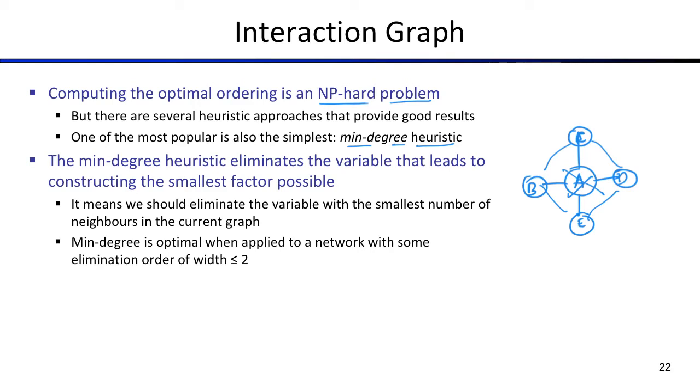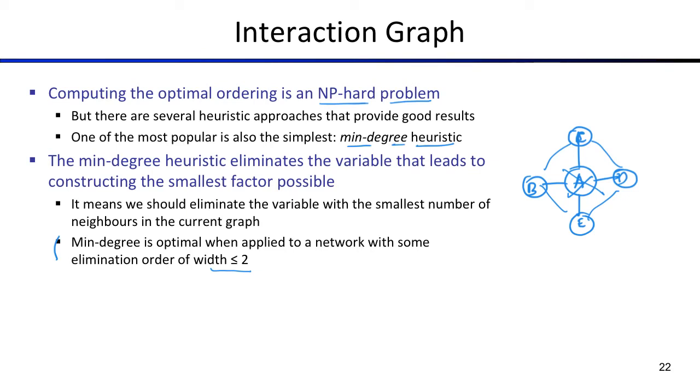So this is one heuristic. It means that it can frequently give us some good results, but it's not guaranteed to give us optimal results. So basically it's a greedy algorithm that selects the variable that has the minimal degree in the interaction graph. We know that for some very contrived, very small cases, for instance, when the optimal elimination order has a width less than or equal to 2, this heuristic will give us optimal results, but in the general case, there are no guarantees.